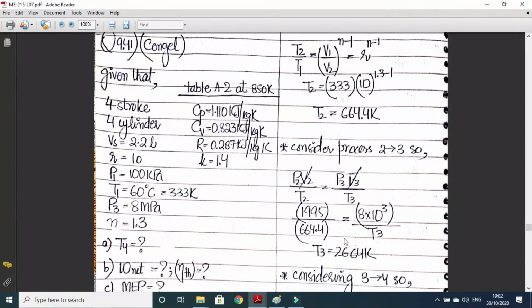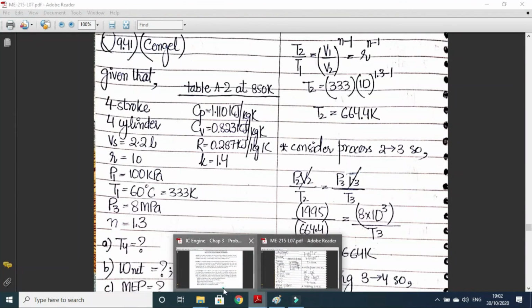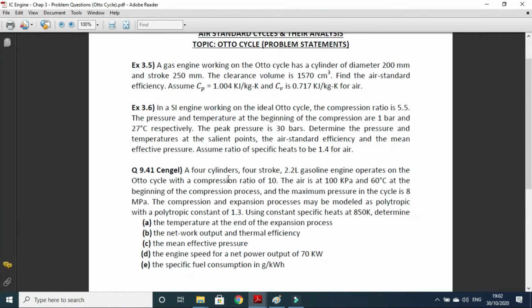Now let's solve the last numerical. A 4-cylinder 4-stroke engine. 4-stroke means small n will be equal to N by 2. 4-cylinder, K is equal to 4, a 2.2 liter gasoline engine. This is the swept volume given. It operates on the Otto cycle with a compression ratio of 10.